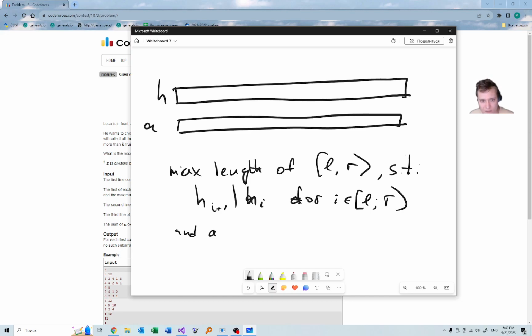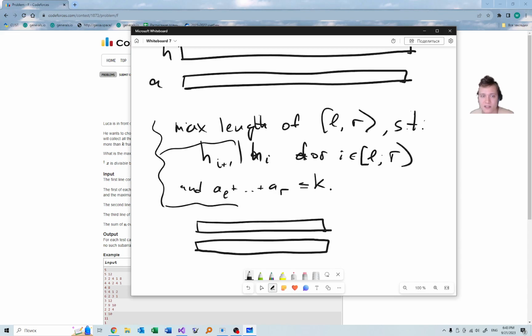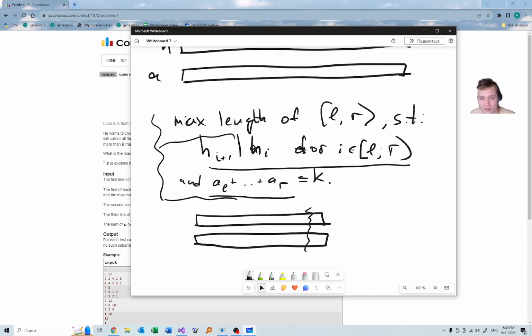And the sum of all a_L plus etc. plus a_R is at most K. So these are two things that you need to keep track of. And what you can notice is if you shrink this array by 1 from any side, and the condition was true, then it is still true. Assuming that you shrink by 1, then you just remove one constraint of this type, and also you decrease this sum. So if it was at most k, then it's still at most k.